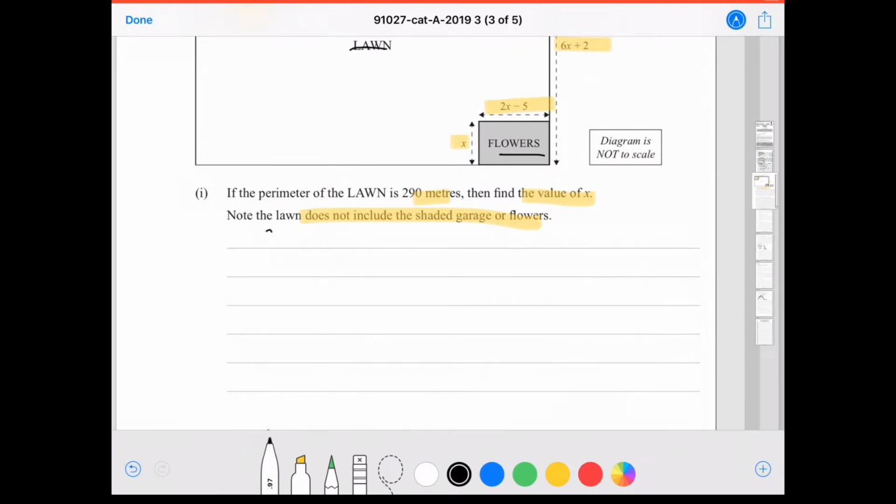So the first piece of information to understand is P, which equals, obviously perimeter is the sum of sides, right? And that equals 290. And we're trying to find x. So what we're going to do is form an equation or an expression for the perimeter of this lawn, set it equal to 290, and we can solve for x from there.